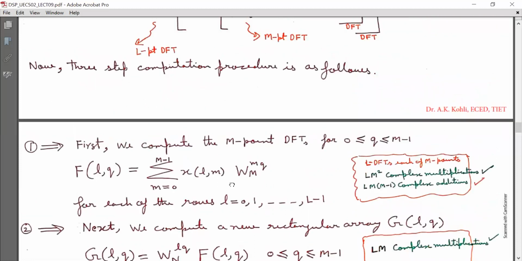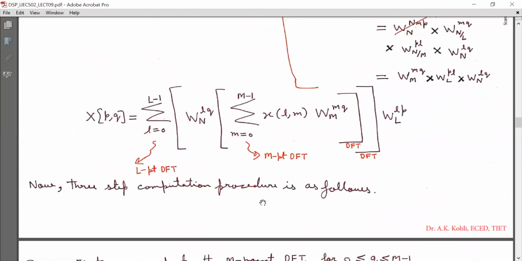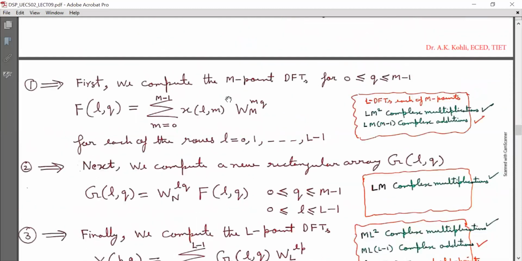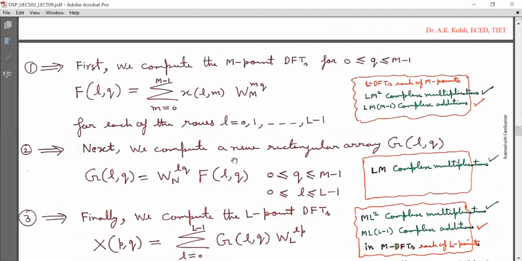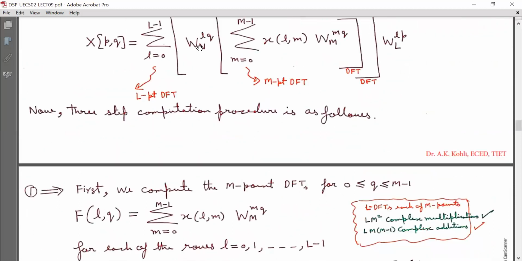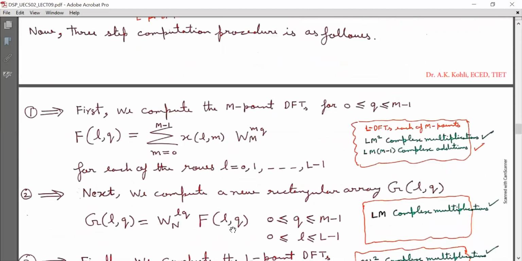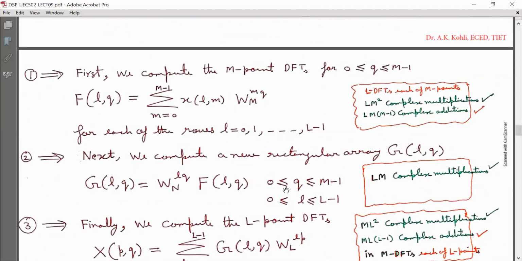So we have computed this portion. In the next step, this portion is going to be multiplied by this factor. So next we compute a new rectangular array G(l,q). G(l,q) is equal to W raised to power lq with base N times F(l,q) for q ranging from 0 to M minus 1 and l ranging from 0 to L minus 1. So this operation requires LM complex multiplications.